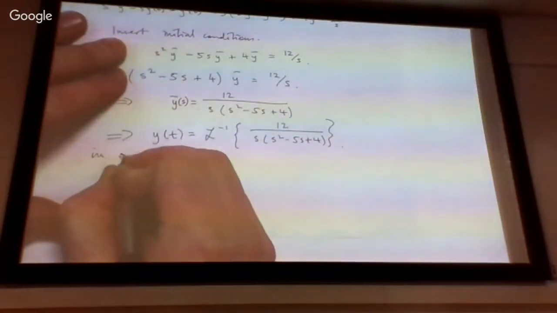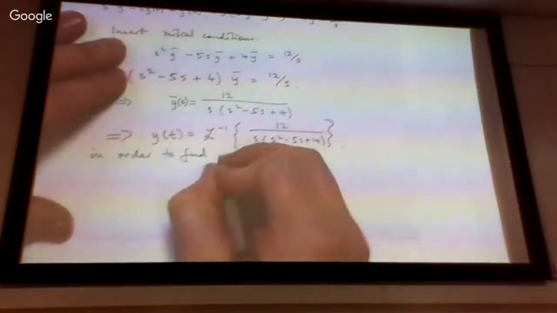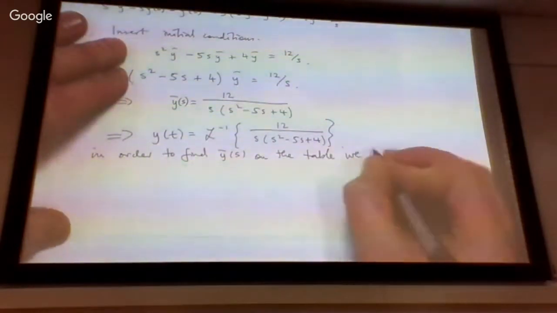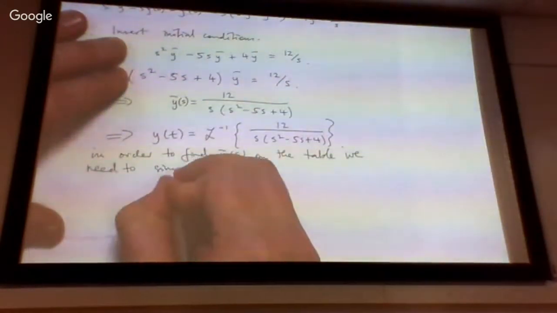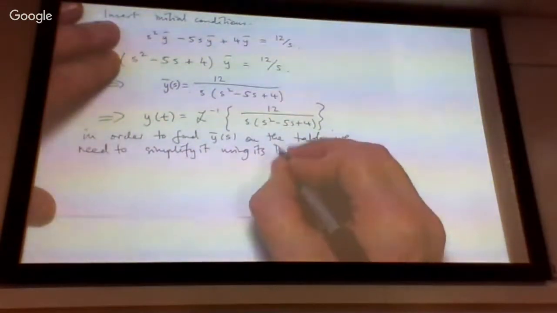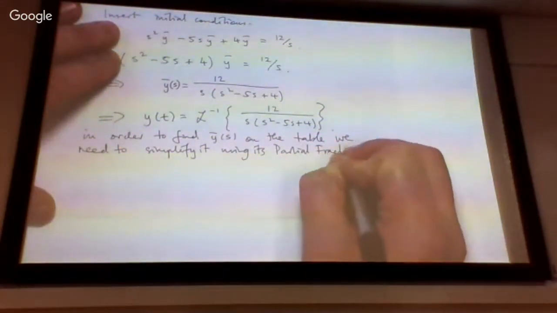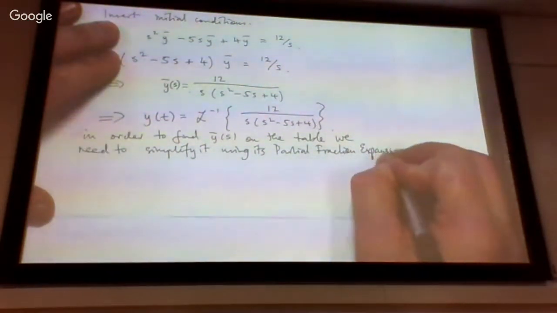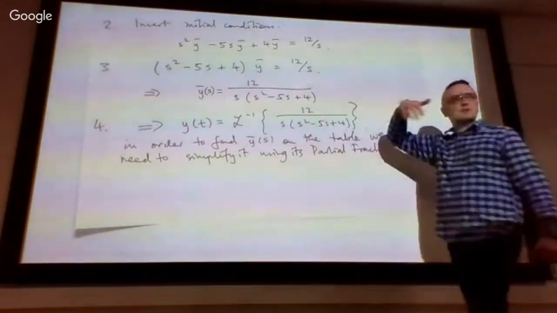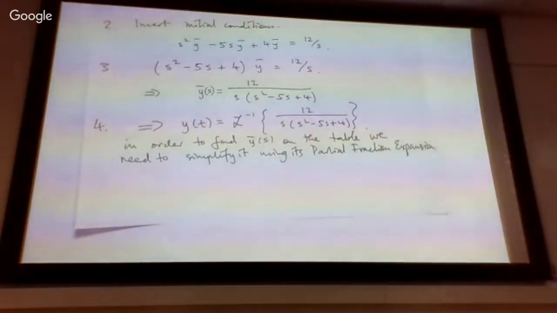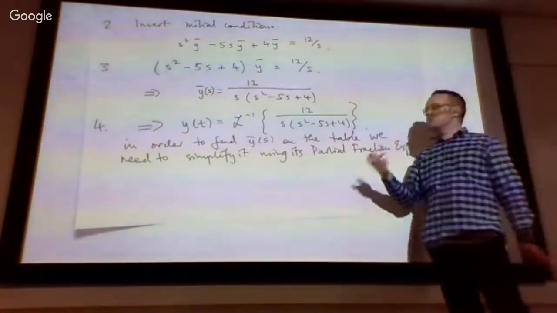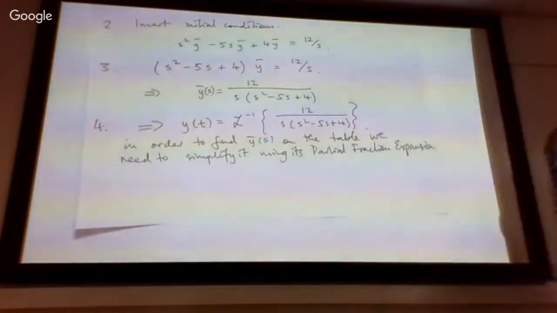So in order to find y bar of s, which is this thing here, on the table, we need to simplify it in an appropriate way. What we're going to do is look at its partial fraction expansion. This is a common technique in mathematics. Given a rational function of a variable, a quotient of polynomials, we often make use of its partial fraction expansion. Expressing it as a linear combination of simpler rational functions. Simpler meaning the terms in the denominator are always much simpler.